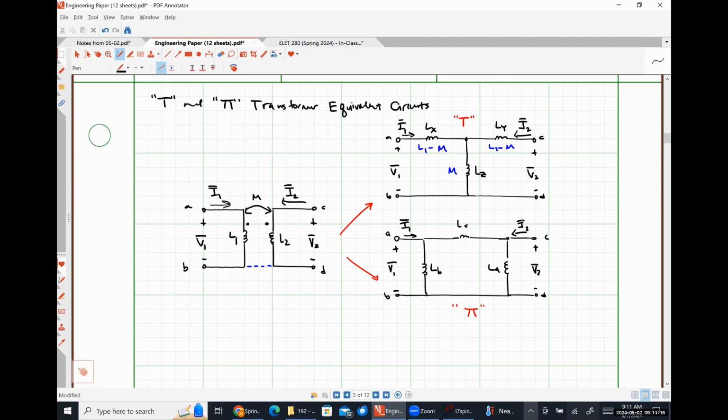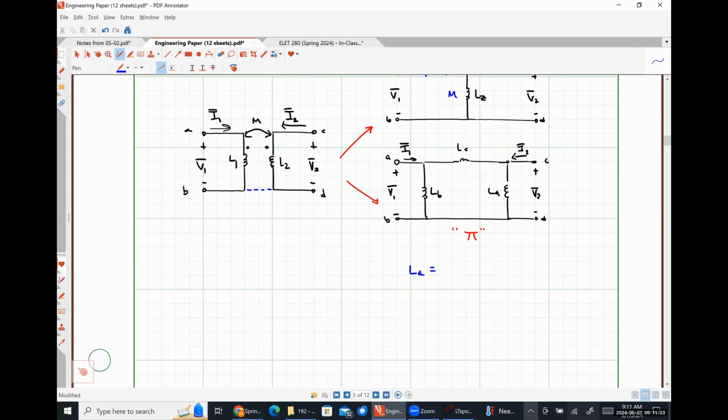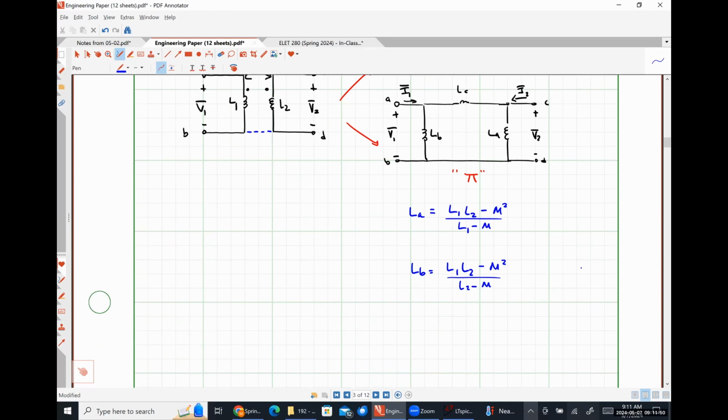And because these expressions are a little bit longer, I'll put them down below. So LA is L1 L2 minus M squared divided by L1 minus M. LB comes out to be L1 L2 minus M squared divided by L2 minus M. And lastly, LC comes out to be L1 L2 minus M squared divided by just M.